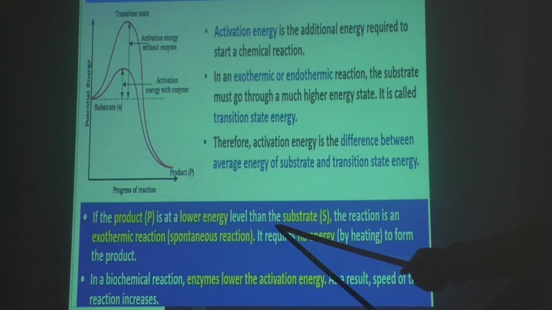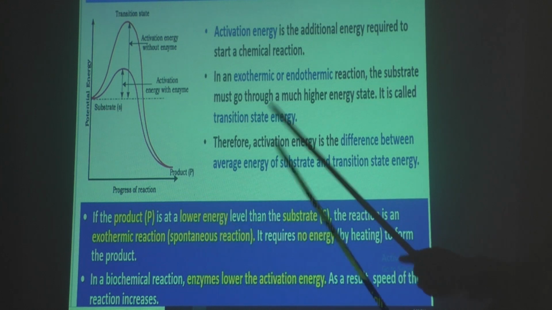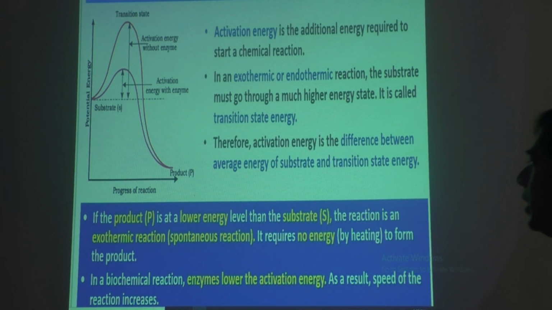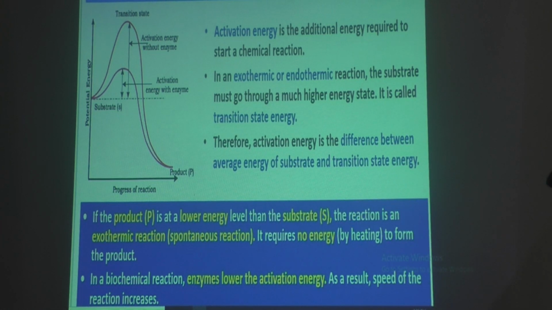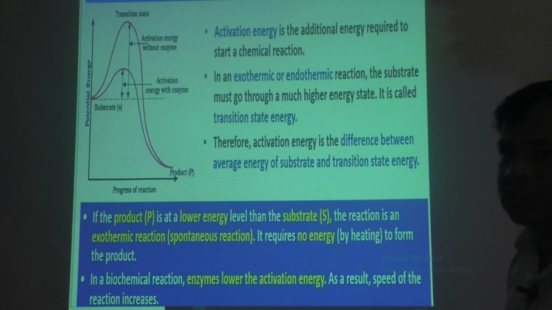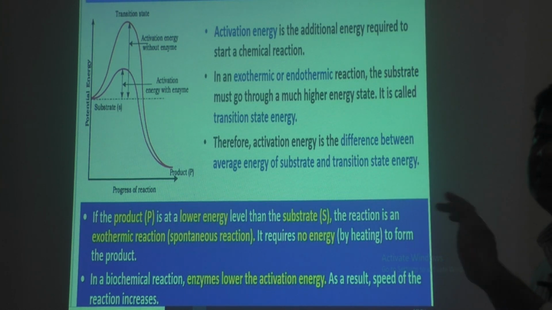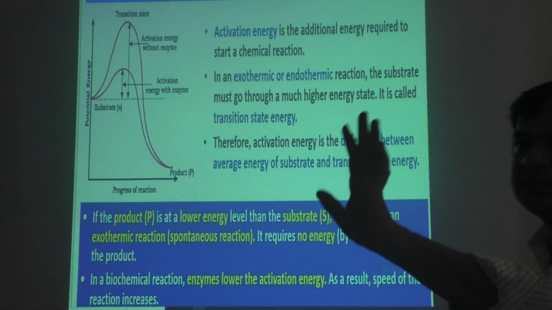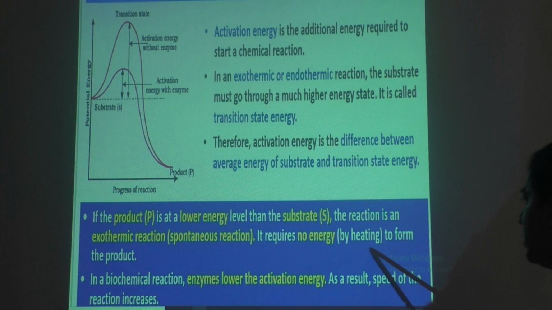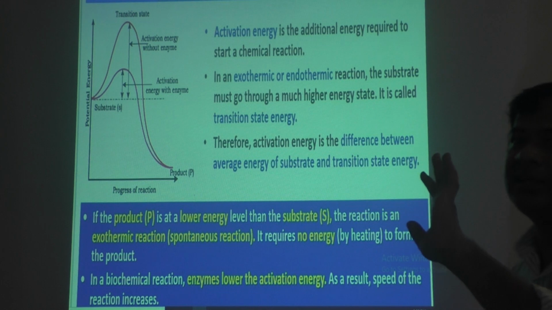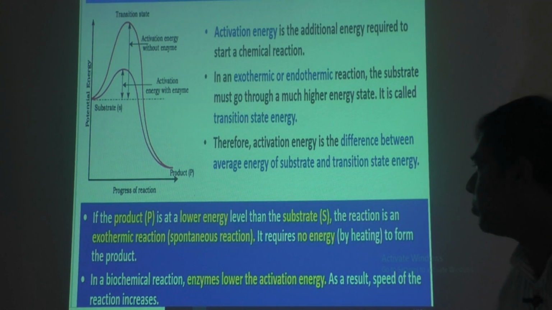Okay, see what they are saying. If the product has lower energy than the substrate, then the reaction is exothermic. If the product produced has less energy than the substrate, that means it is exothermic, because the extra energy that was in the substrate is released as heat. So it's a spontaneous reaction. It requires no energy by heating to form the product. As the reaction is only releasing heat, extra heat is not required. Quickly it produces a product.